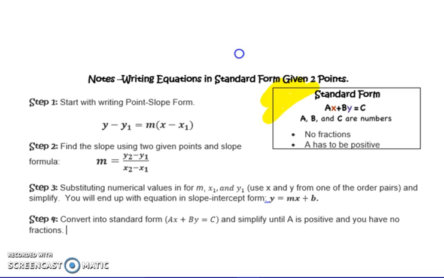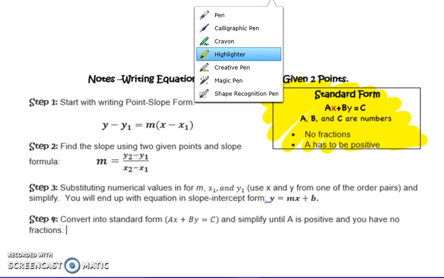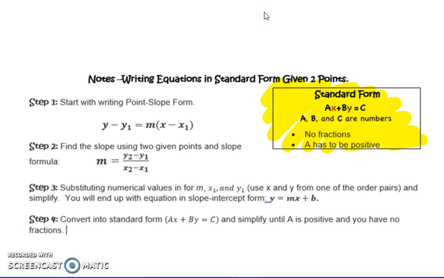Now, the one big thing with the notes is our standard form, and we've talked a lot about it in class. Today we're really going to make sure we get it. It is ax plus by equals c. And the one thing I need you to keep in mind: we cannot have fractions, and a has to be positive. I'm going to show you a couple examples where we do get rid of the fractions.